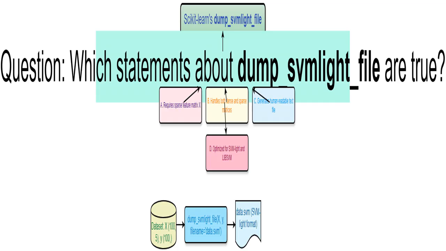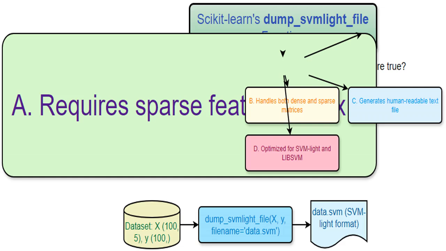This is the quiz question. We're going to check our understanding of how the dump_svmlight_file function works. This statement is incorrect. The dump_svmlight_file function doesn't insist on sparse data. It can work with both sparse and dense data equally well.